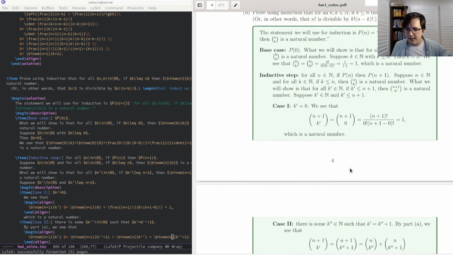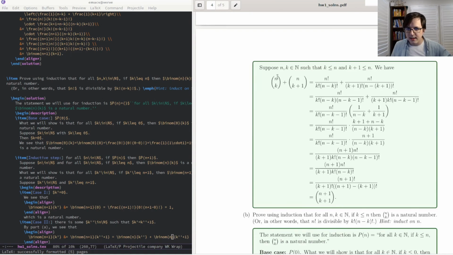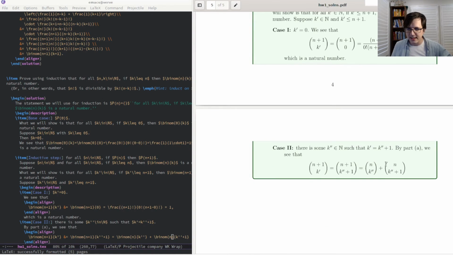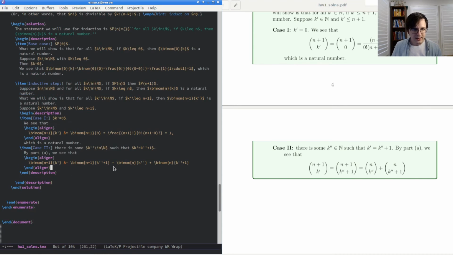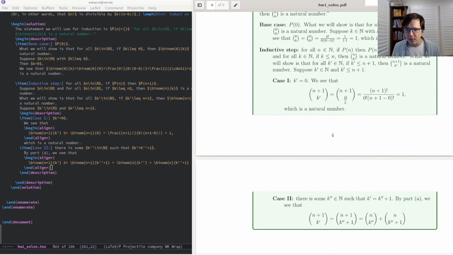So n plus 1 goes to n, and then k plus 1 goes to k and k plus 1, n plus 1 to n, and k double prime plus 1 goes to k double prime and k double prime plus 1. Okay, so now we need to apply the induction hypothesis correctly.